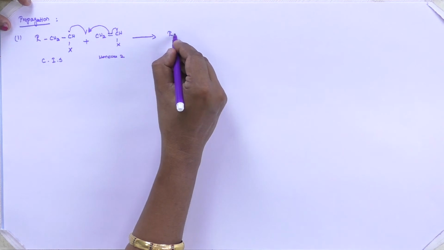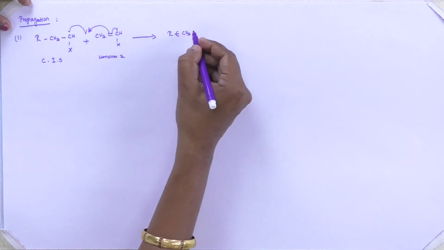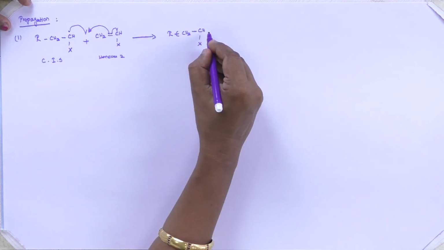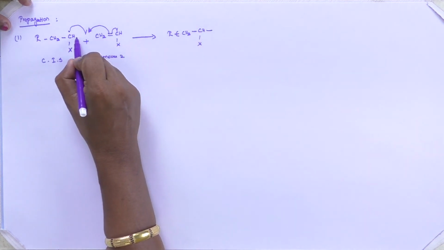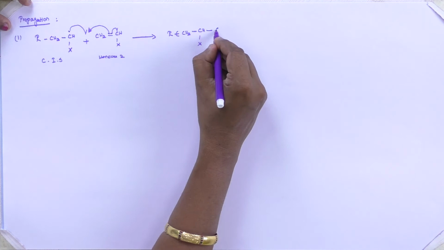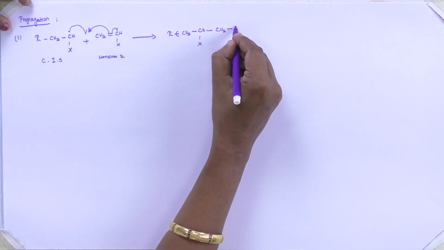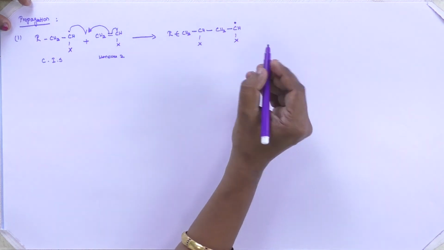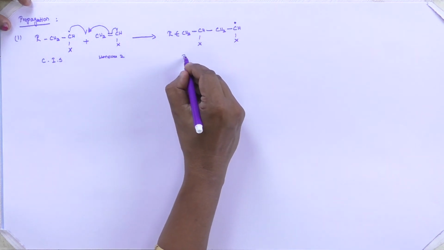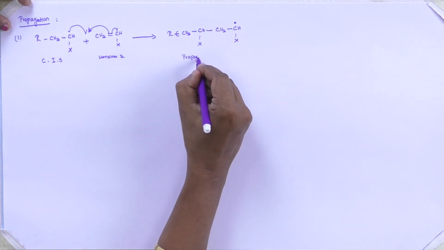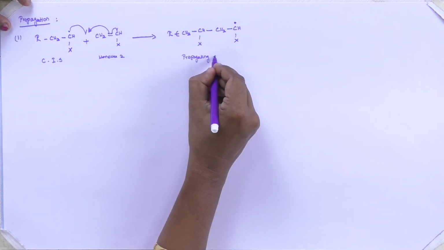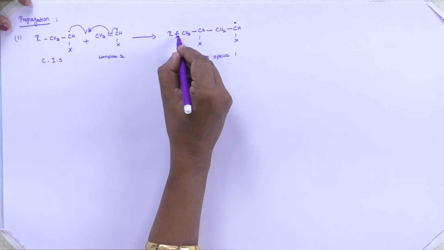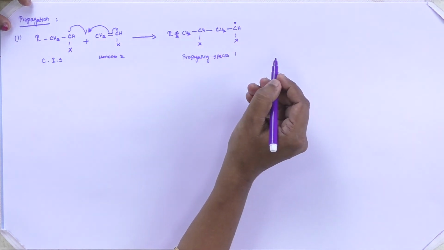So what happens? RCH2 single bond CHX, and again we have the bond formed by the electron donation. CH2 single bond CHX, and a radical center here. So this is propagating species 1.